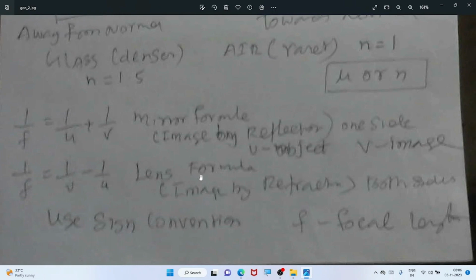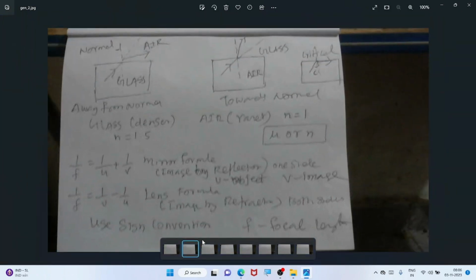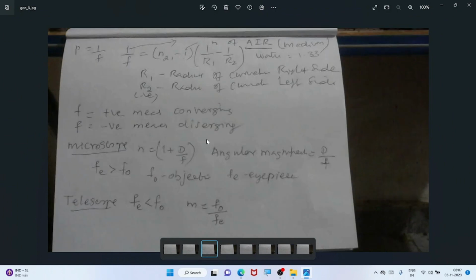This is the lens formula. The difference between these two is this minus sign only. In a lens, the image is formed by refraction. Refraction on both sides of the lens, so the image can be formed. You have to read about the sign conventions in the book. f is the focal length, u is the object distance, v is the image distance.